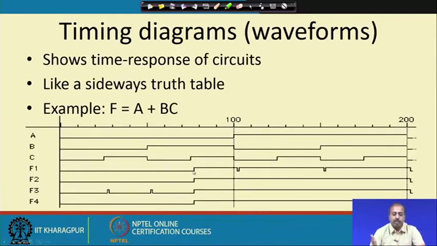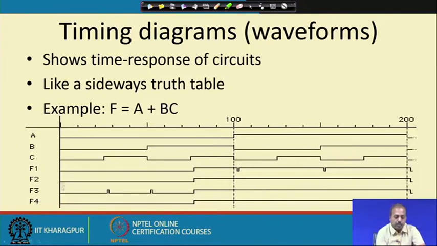Okay. Next, we will look into timing diagrams. A timing diagram refers to the time response of the circuit. If you take the circuit over a period of time, with input signals, say in this case the function f equal to a plus b c, suppose a, b, c are changing their values in some form. In this diagram we have drawn the time instants, and these signals a, b, c change their values at different times.